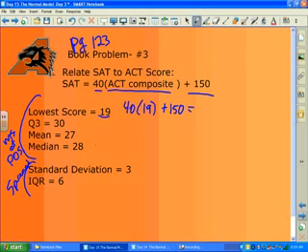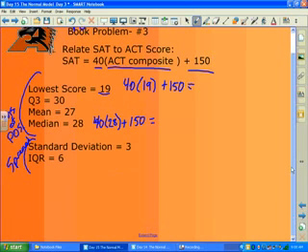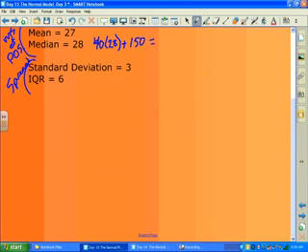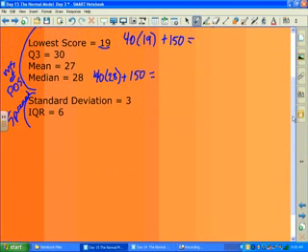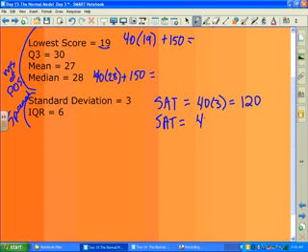Okay, and that's what you're going to do on every single one of these. 40 times 28 plus 150. And that will get you your median of SAT scores. Okay. But interestingly enough, how would I handle the standard deviation and the IQR? What's going to happen there? Correct. They would only times by 40. So the SAT standard deviation would be 40 times 3. Okay? The SAT IQR would be 40 times 6, which is 240. Okay, so you follow that?